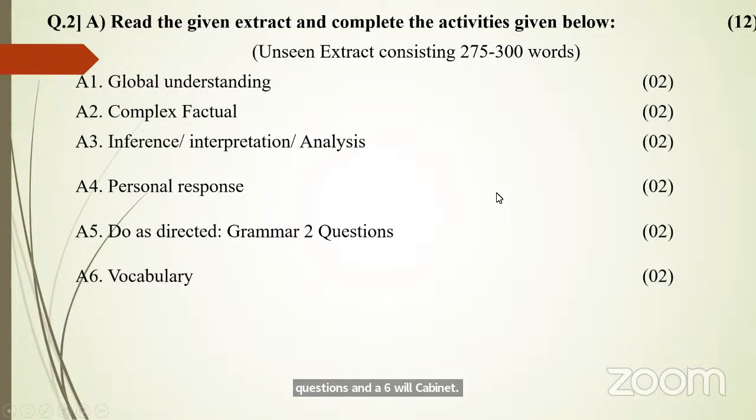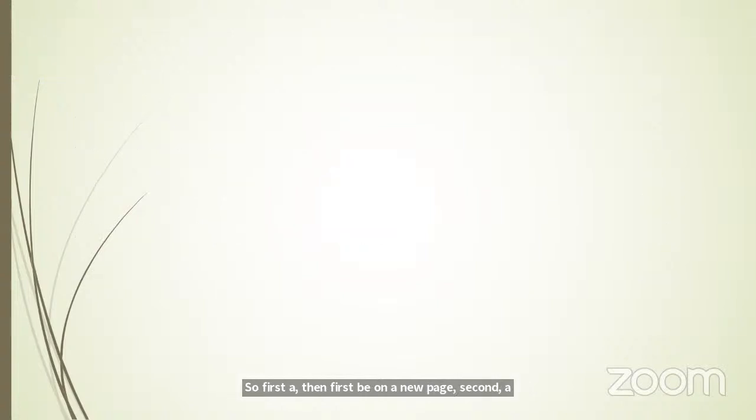Now the most important thing is that you have to start a new question on a new page. So first A, then first B on a new page. Second A, you'll start it on a new page. So this is the unseen extract.